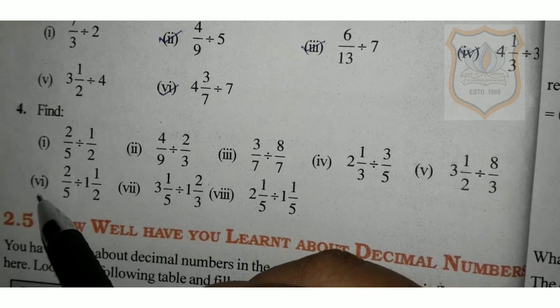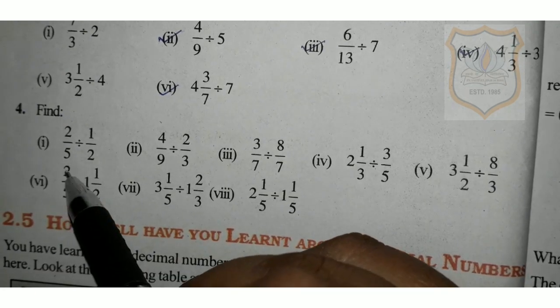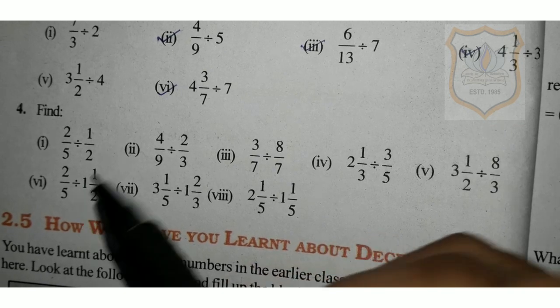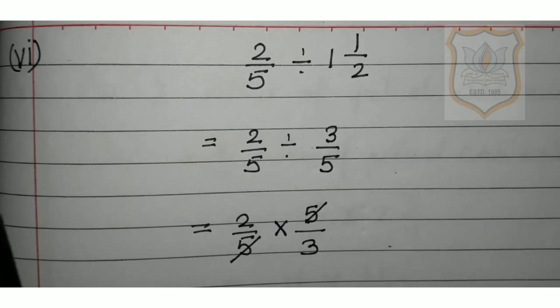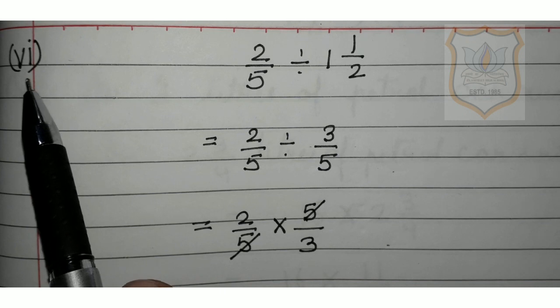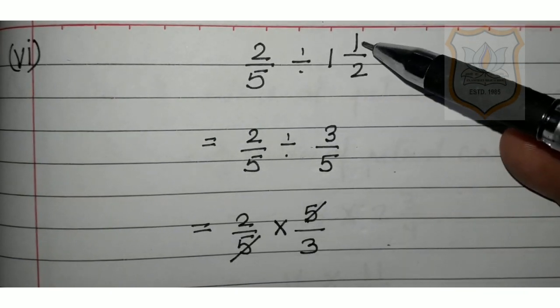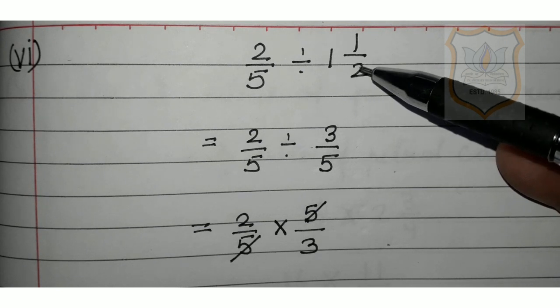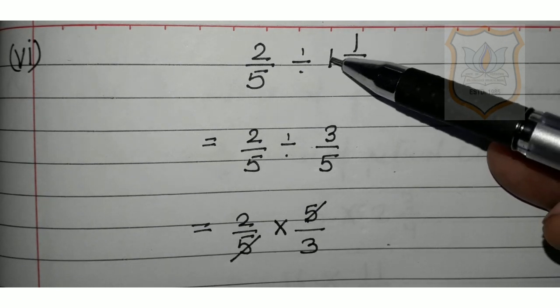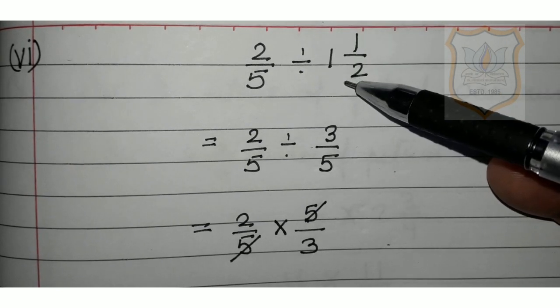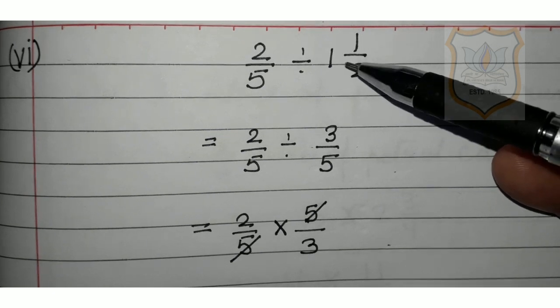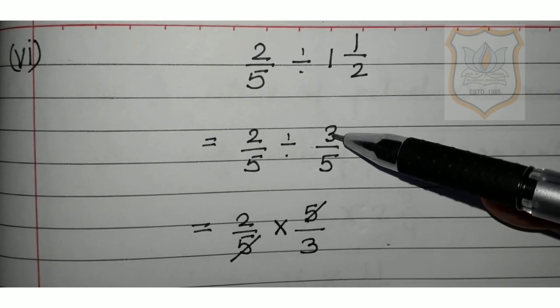Now part 6 of question number 4 is 2 upon 5 divided by 1 integer 1 upon 2. Let's solve the sixth part of question number 4. As you know, first we will convert this mixed fraction into an improper fraction. So 2 ones are 2 plus 1 is equal to 3 upon.